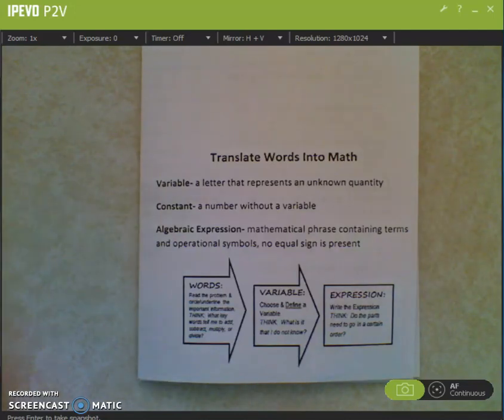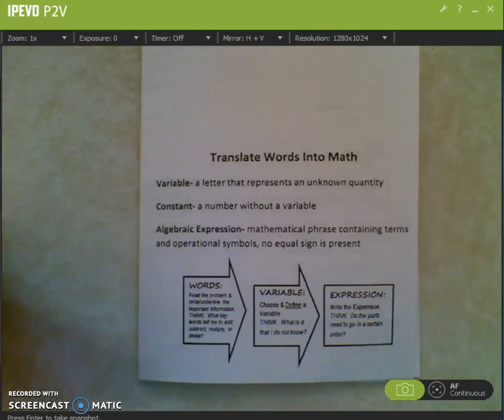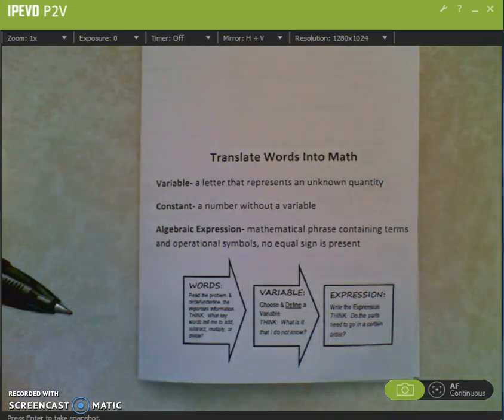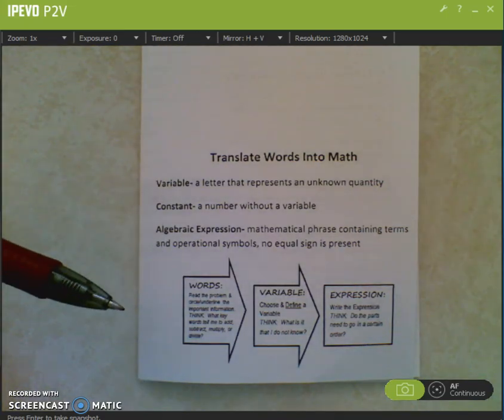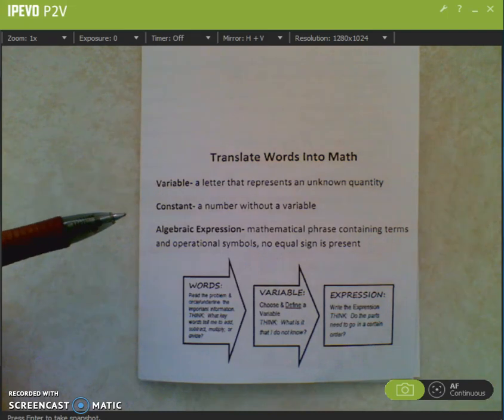Today we're going to be working on translating words into math. So we're going to be working on taking word problems and writing mathematical expressions to represent those situations. I just want to do a quick vocab review with you before we start today.